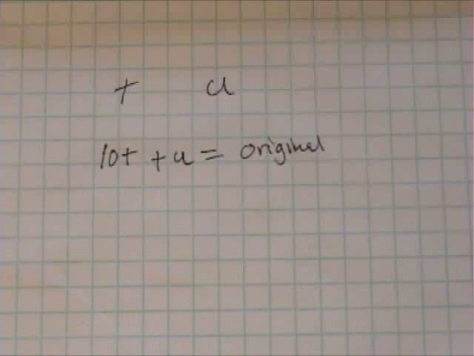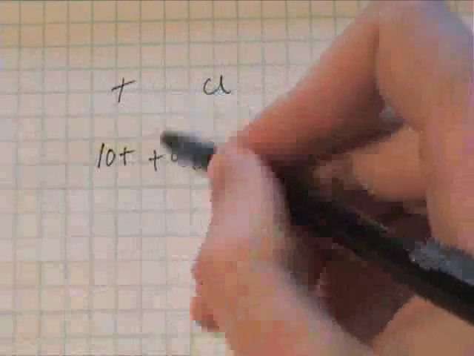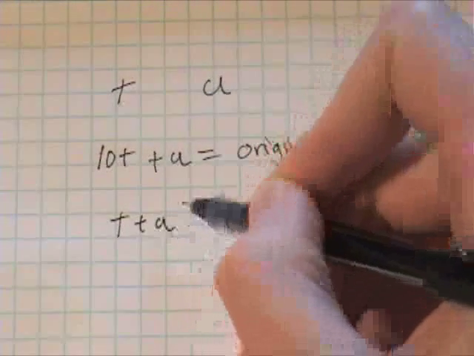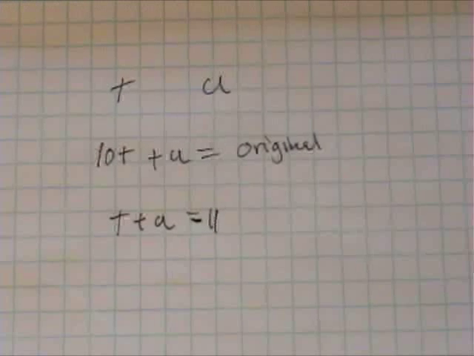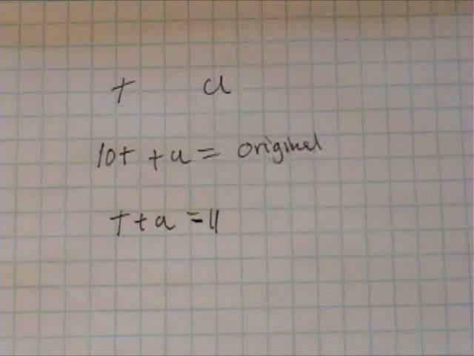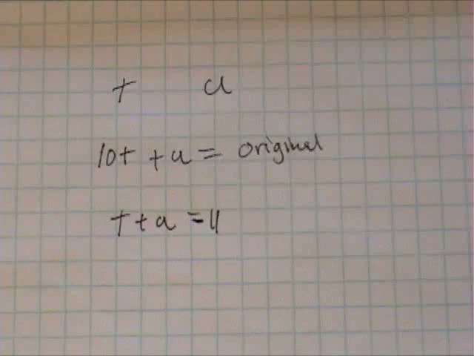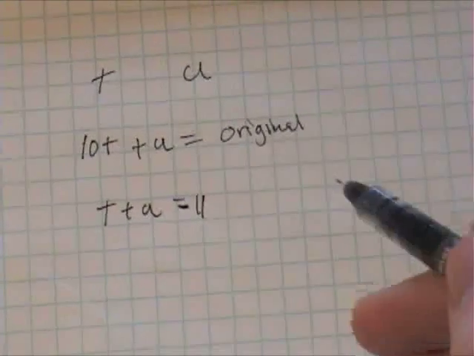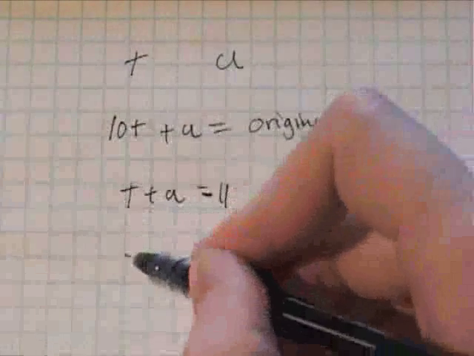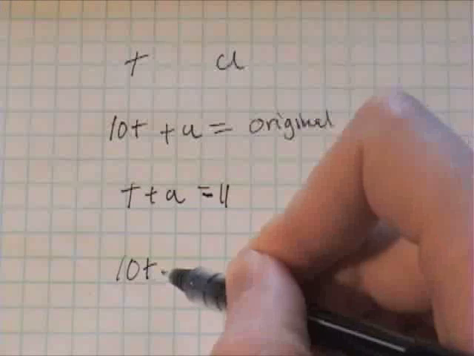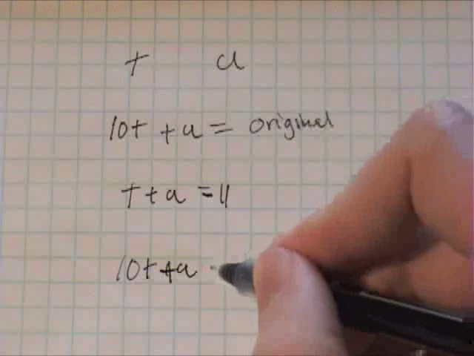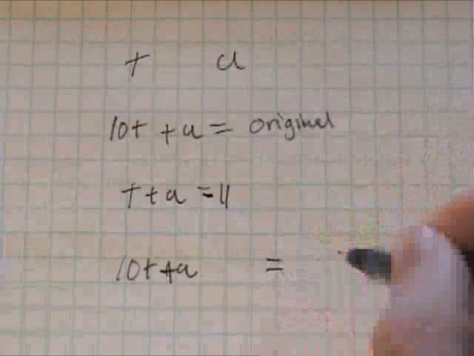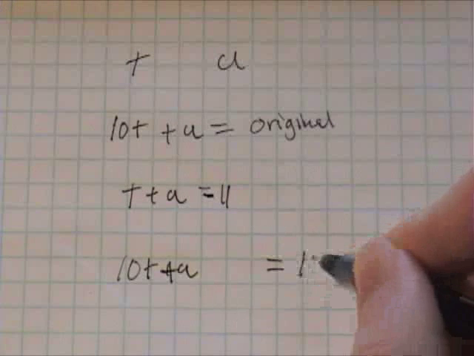The first thing it says is the sum of the digits of the two-digit numeral is 11. So that means if you sum these together, just t plus u, it should equal 11. The second piece says the number is 9 less than the number named when the digits are reversed. So it says this original number here, 10t plus u, is 9 less than when these are reversed.